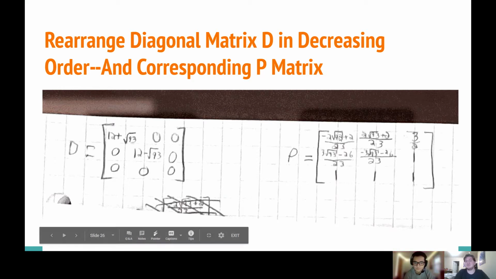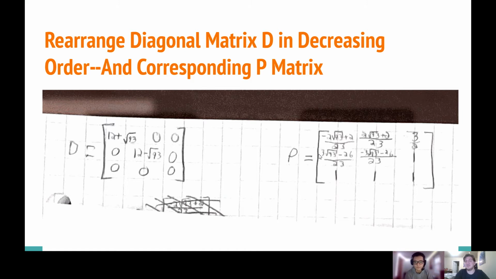This is negative 2 root 93 plus 2 over 23. This is 3 root 93 minus 26 over 23. This is 1. This is 2 root 93 plus 2 over 23. This is negative 3 root 93 minus 26 over 23. This is 1. And this is 3 halves, 1, 1 as the final one.